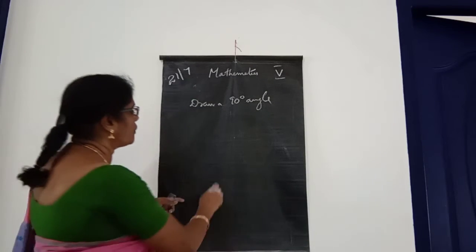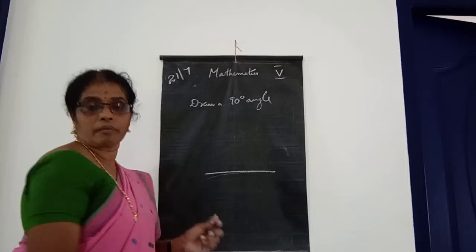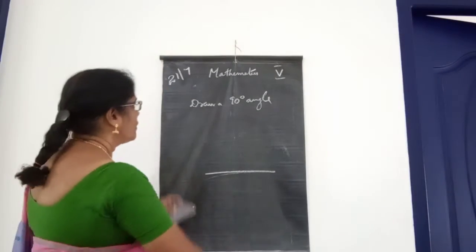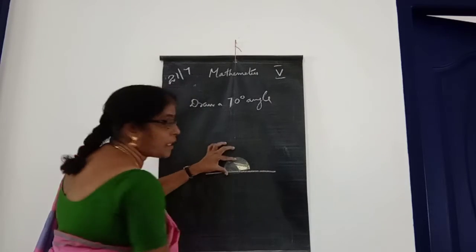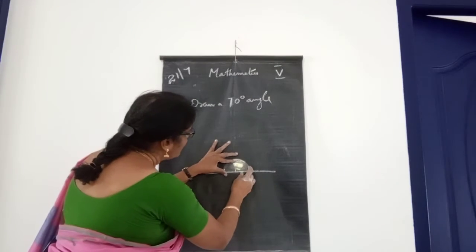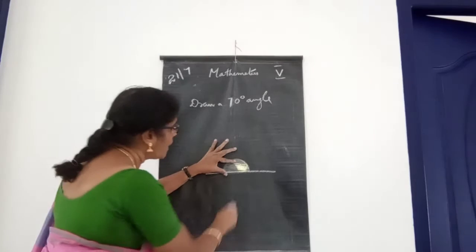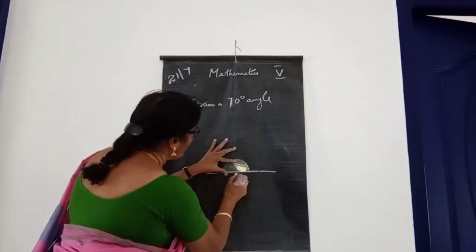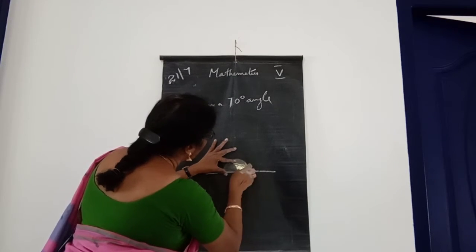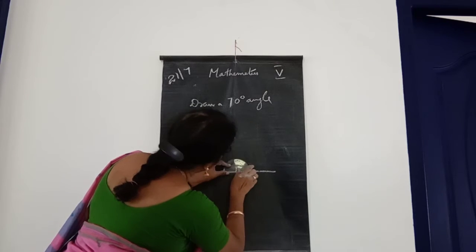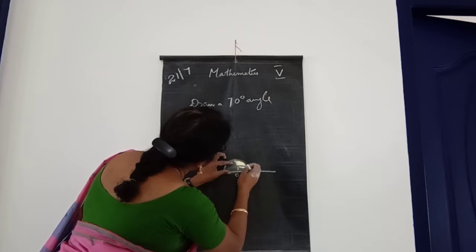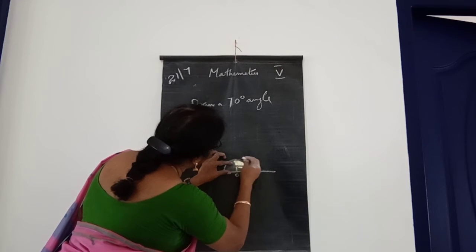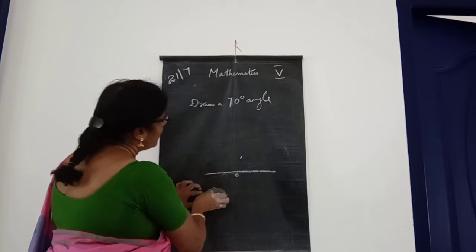70-degree angle, you can draw a line and take your protractor. You keep that protractor on that line. Two lines should be the same, and they mark here 0 and 70. You can look here. Yes, 0 to 70. That is here.